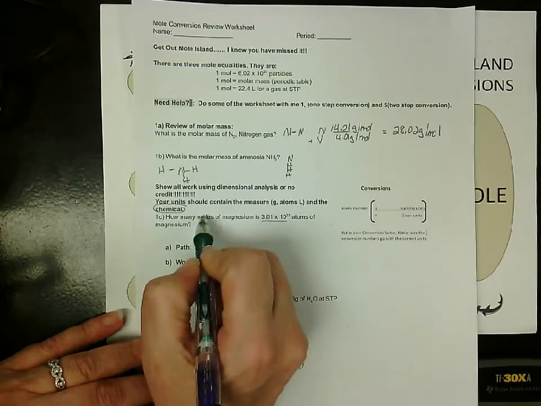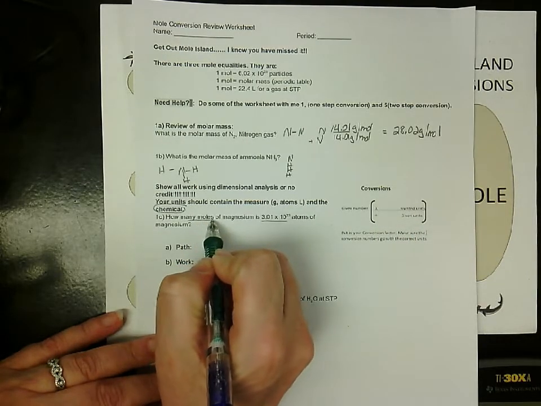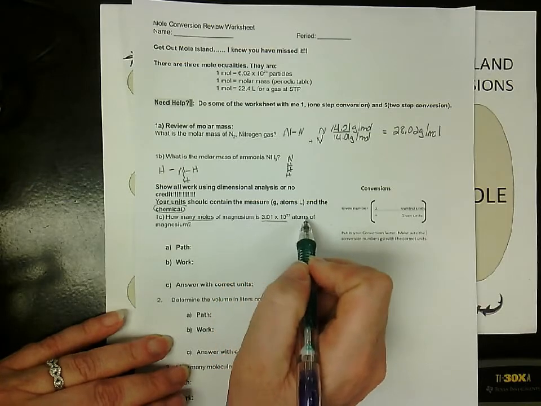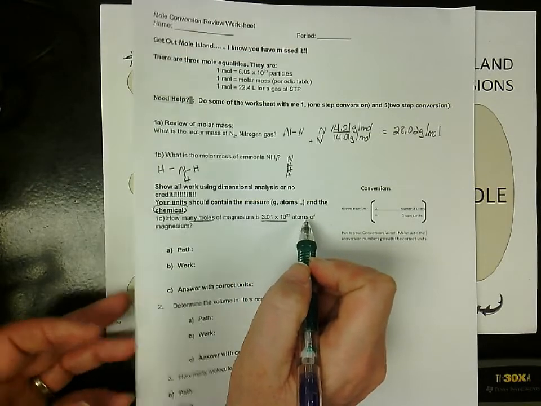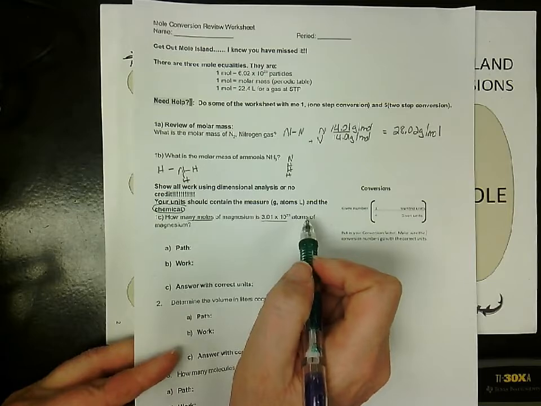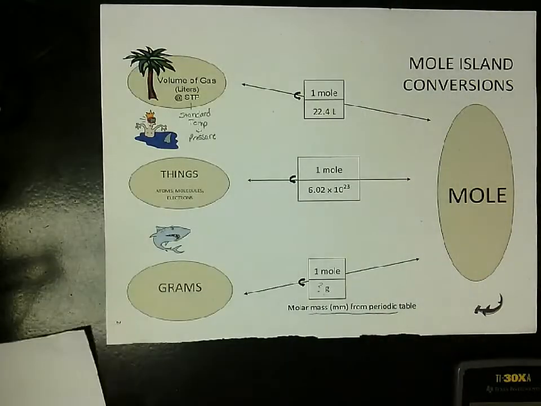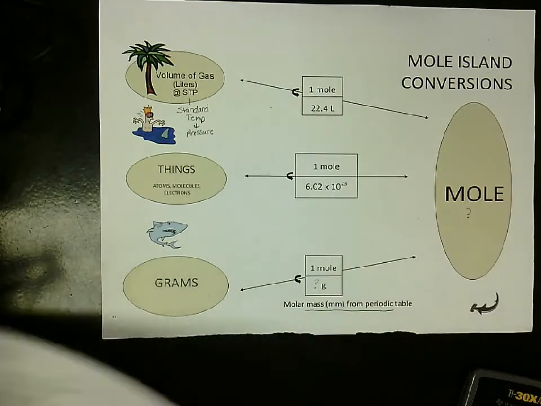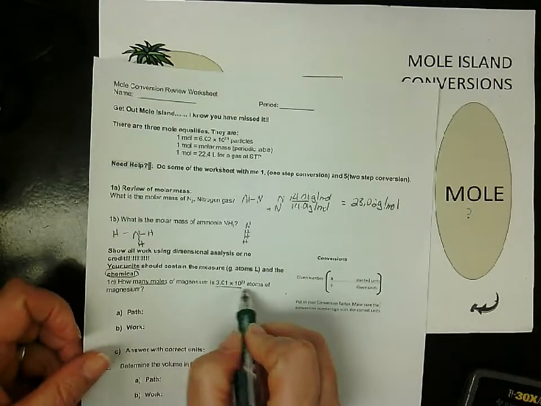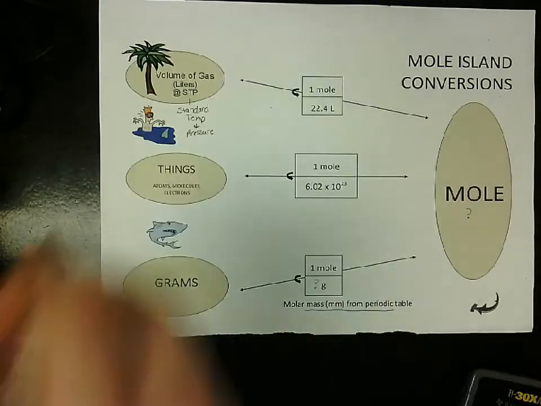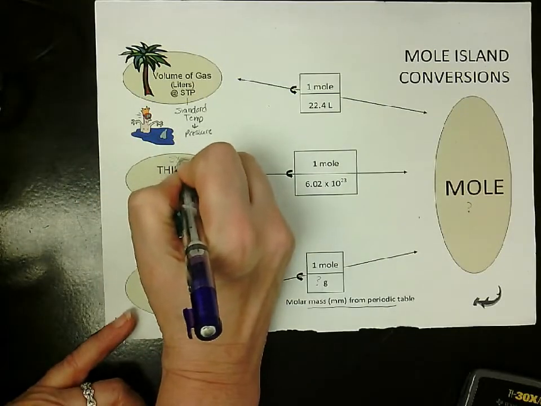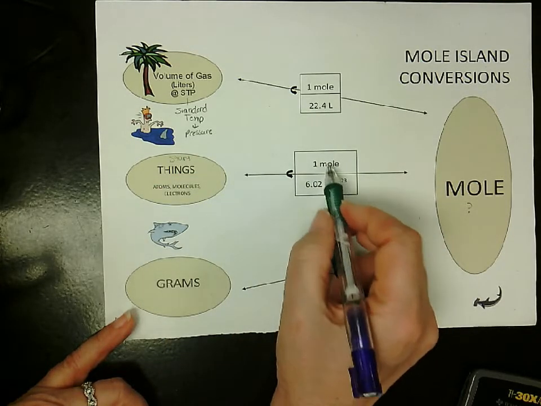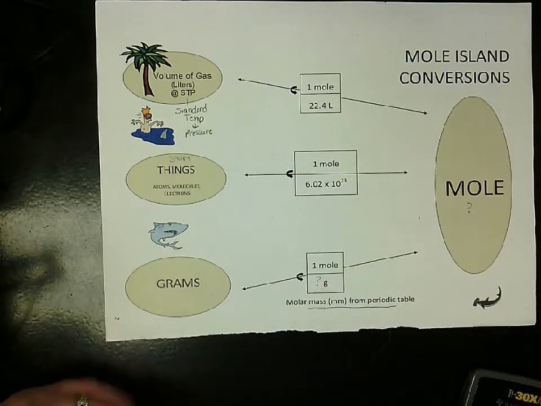Okay, so how many moles, that's where I'm going to, of magnesium is in 3.01 times 10 to the 23rd atoms of magnesium? Okay, so my question mark is here on moles. I'm going to moles, and they give me this many atoms of magnesium. So I'm starting here, which means my conversion factor will contain these numbers. Which one goes on top? I'm going to figure that out.